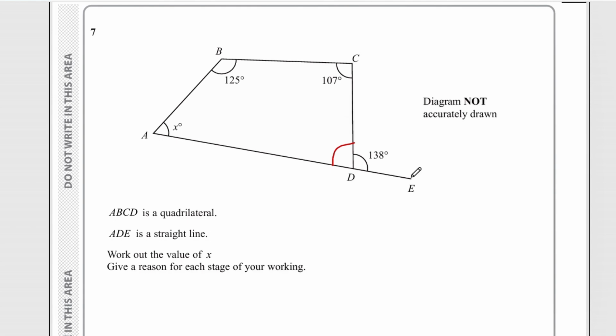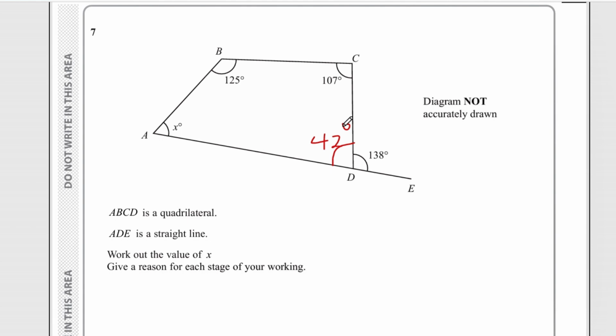So how do you get the missing angle? Take 180 minus 138. Okay, so 180 minus 138 will give you 42 degrees. So this is 42 degrees because the sum of angles on a straight line is 180.